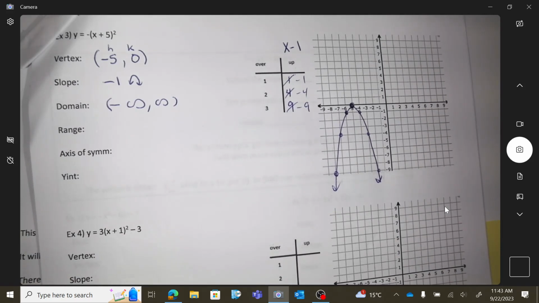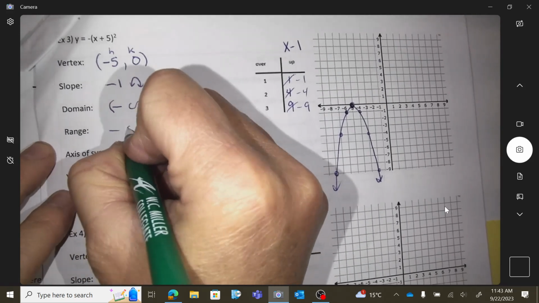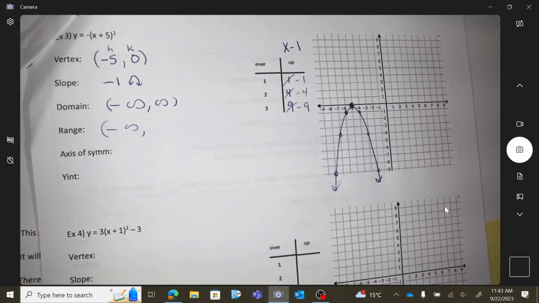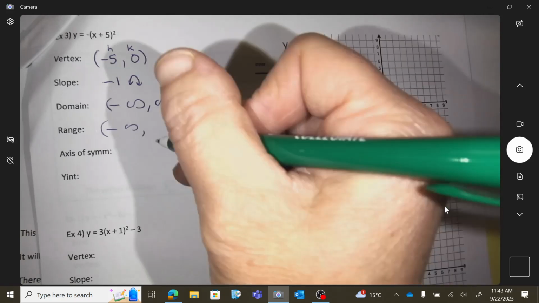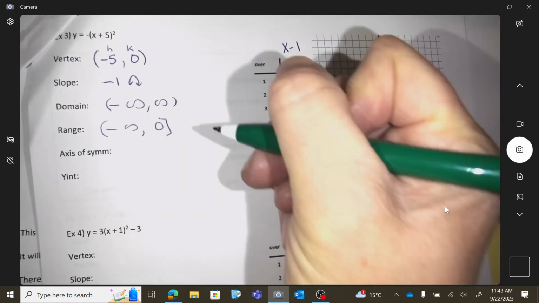But range is the one we have to think about. How far down does this go? So negative infinity is the bottom. To how high? What's the height? Did you pick 0 as a top height?